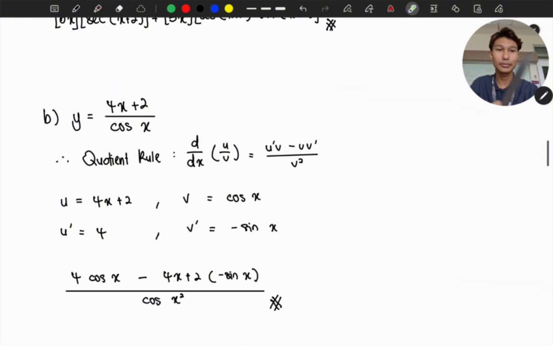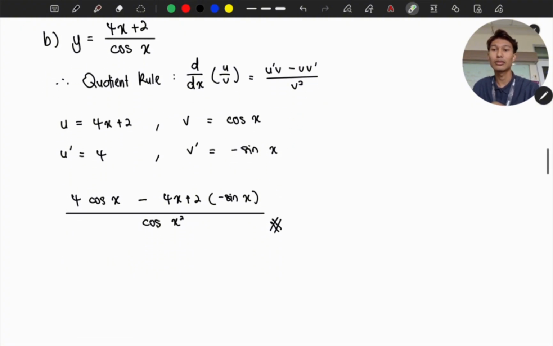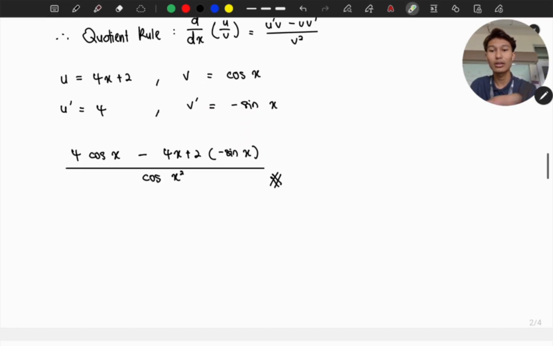Now move on to question B. The question is y equals 4x plus 2 over cos x. Same, we are going to use the quotient rule, d over dx of u over v equals u prime v minus u v prime over v squared. So u is equal to 4x plus 2, v equals cos x, u prime equals 4, v prime equals negative sine x. Now apply the quotient rule: 4 cos x minus 4x plus 2 times negative sine x, over cos squared x.